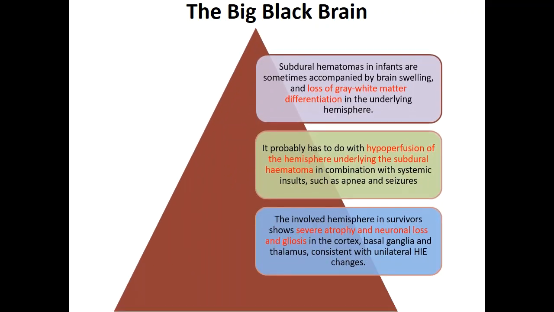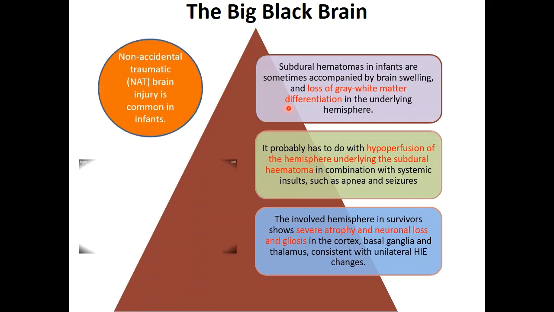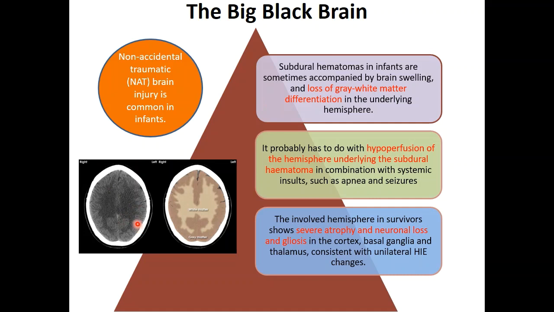Now, what is this? Subdural hematomas in infants, not infants, are often accompanied by brain swelling and a characteristic loss of the gray-white matter differentiation. Okay, so what is this gray-white matter differentiation? As we can see, this is the characteristic gray matter and this dark area that you see within is the characteristic white matter. So due to hypoperfusion of the hemisphere underlying a subdural hematoma, there is loss of the differentiation of the gray and white matters, right?